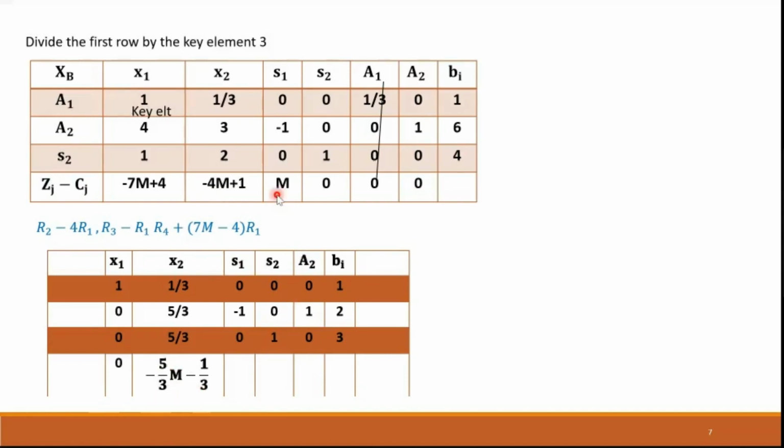Next what will come, m will remain m here. Then next one 0, A2 also 0, there is nothing. -5m, 5 minus 5m/3 minus 1/3. Yes, correct.